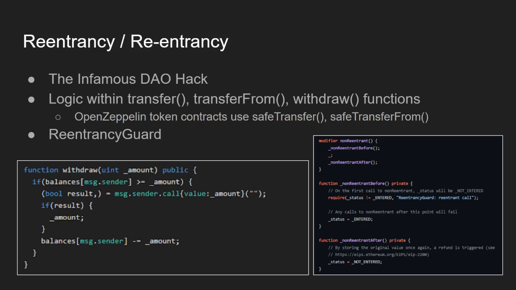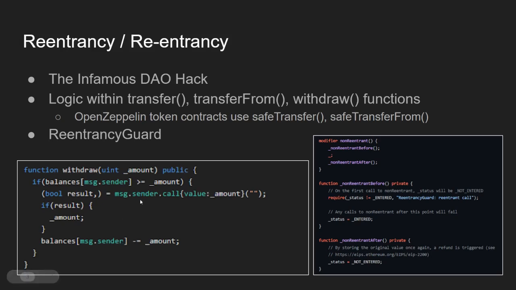Okay, reentrancy. So the infamous DAO hack was a good example of this. So this is an example of what it looked like. So there'd be a withdraw function with balances, and then it sends the value to the caller, and then decrements the amount in the mapping.